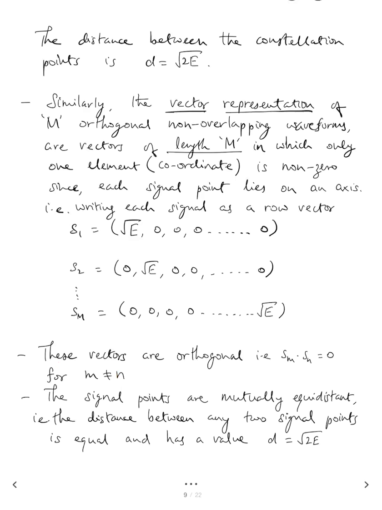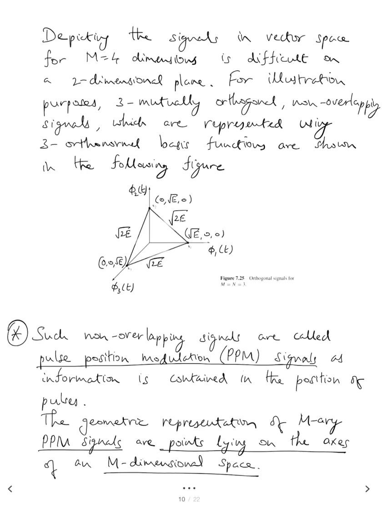The other thing is, even with all the m signals, the distance between any two signals is constant. That means all the signals have mutually equidistant properties. The distance between any two points or any two signals is square root of 2e. That's another interesting property that we notice here. It's not possible to depict signals with 4 dimensions on a flat sheet of paper, so what we have here is a representation for 3-dimensional signals.